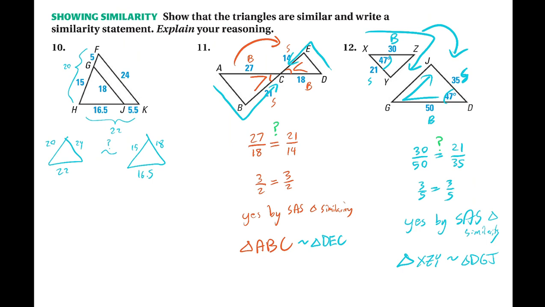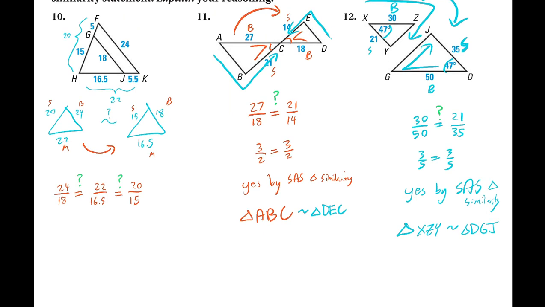So let's write it. Here's big, medium, small. So the question is, and I'm going to do all mine in this order: is big 24 to big 18 the same ratio as medium 22 to medium 16.5, the same as small 20 to small 15? And again, these are all questions. Are these the same? So let's simplify them.